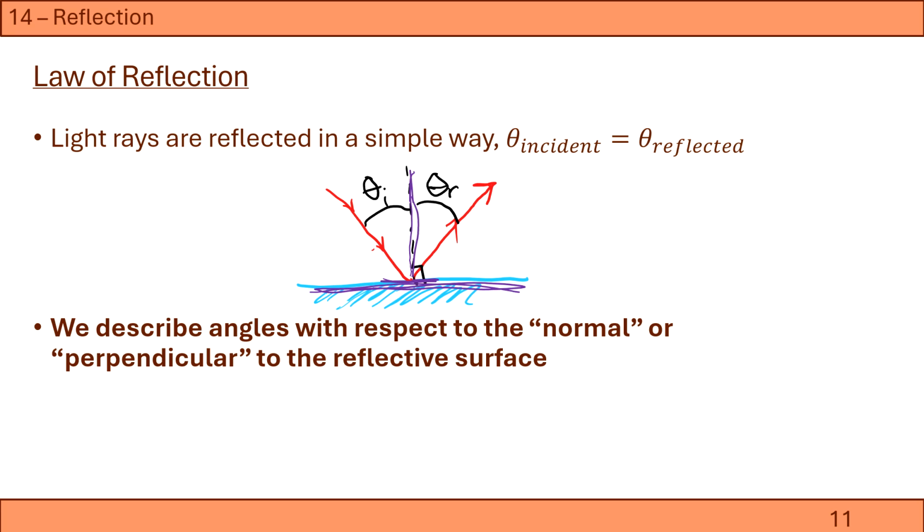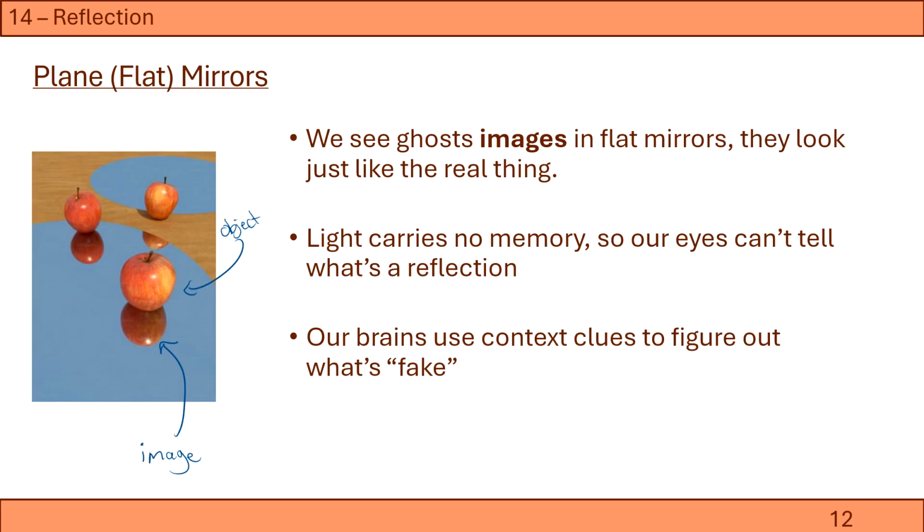For specular reflection, we have what's called an image. And so this is the ghostly thing created inside of this mirror dimension that an object sort of creates as the light from the object bounces off the mirror.